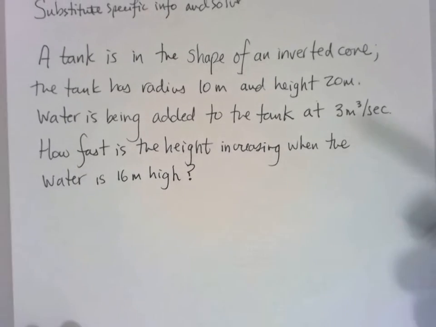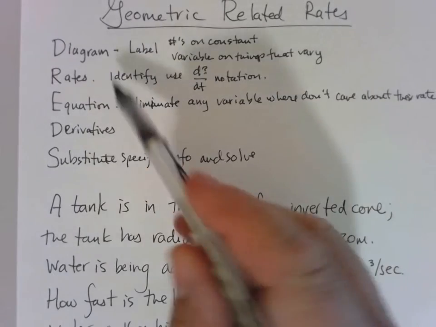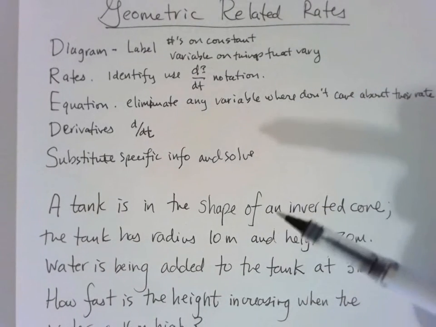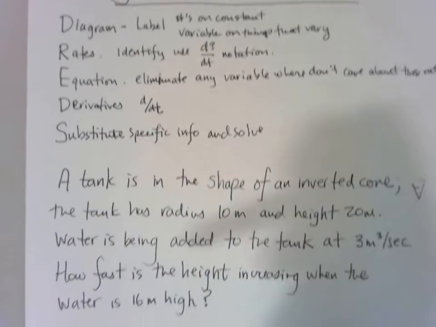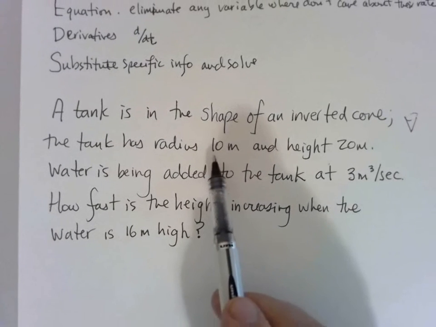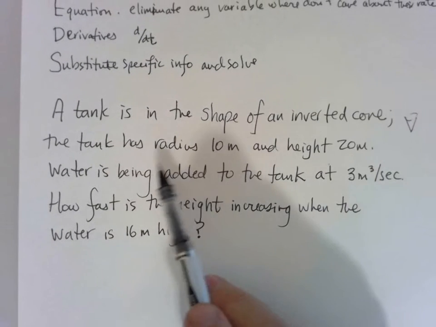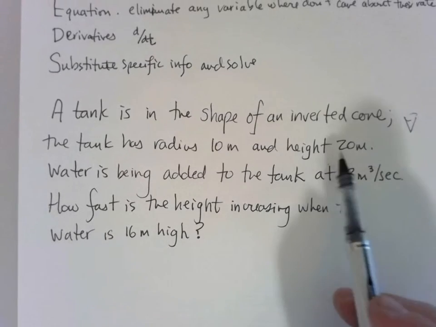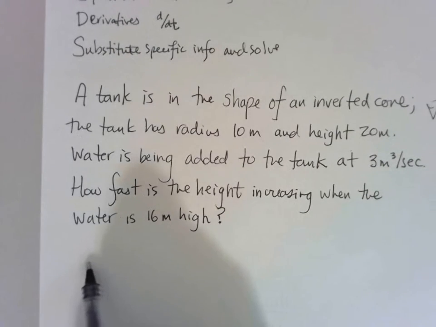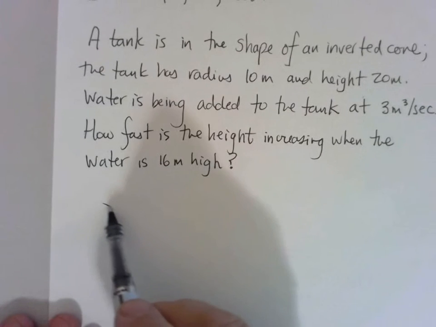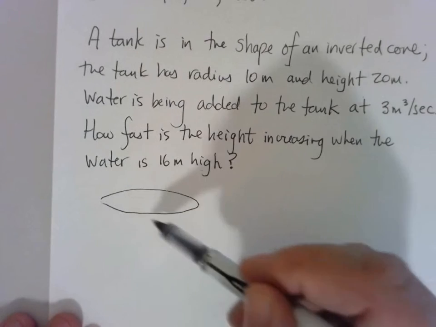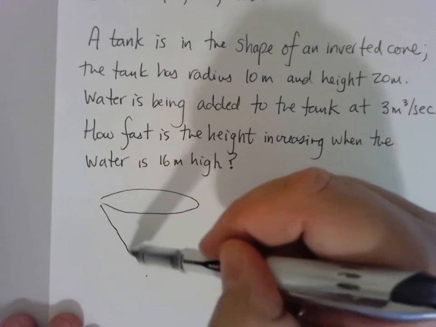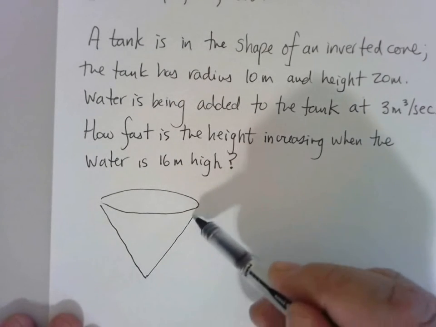All right, so following my acronym, first I want to do a diagram. So this problem tells me I have an inverted cone, so it's an upside down cone, looks something like this. So let's draw a nice picture of it. And what I know about it, it's got radius 10 and height 20. That means its diameter is 20. So it's about the same distance across as it is its height. So I'll try to make it look somewhat correct. So there's the top. It's that far across. It's going to be about that far down. There's my cone.